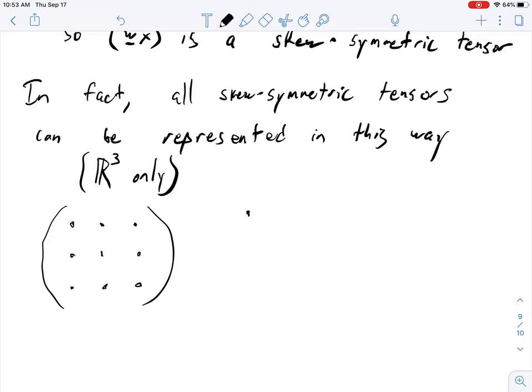In R4, what do we have? We have 1, 2, 3, 4, 5, 6 degrees of freedom for a skew symmetric tensor. So it is the case that you don't have an axial vector to a skew symmetric tensor in any other dimension other than 3.